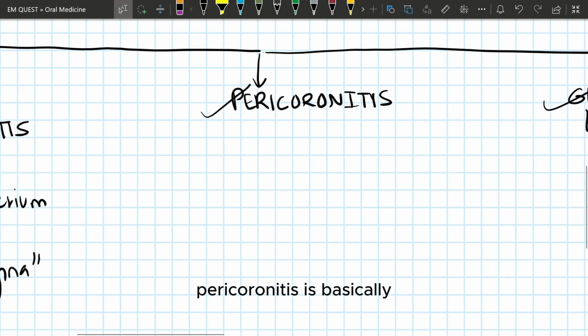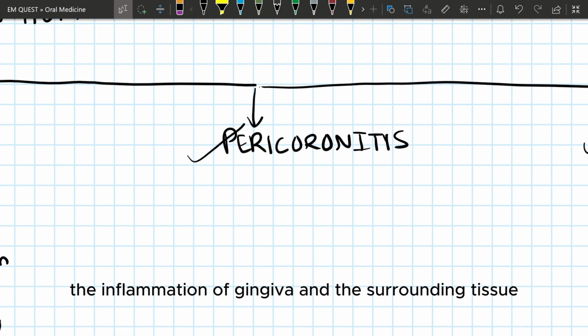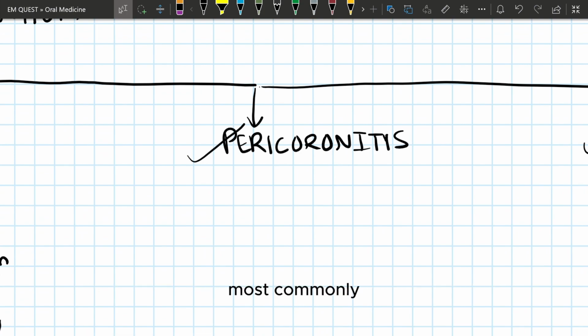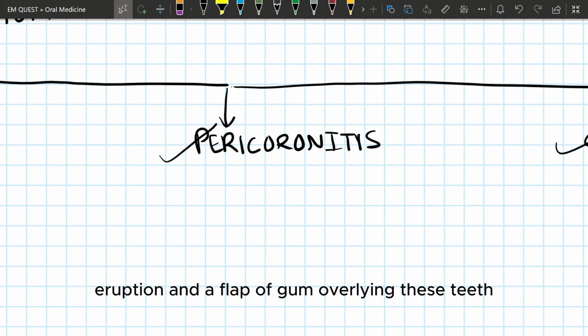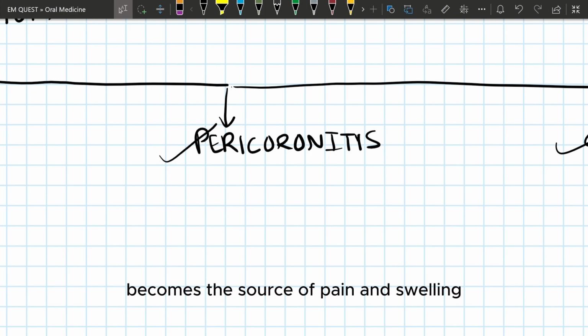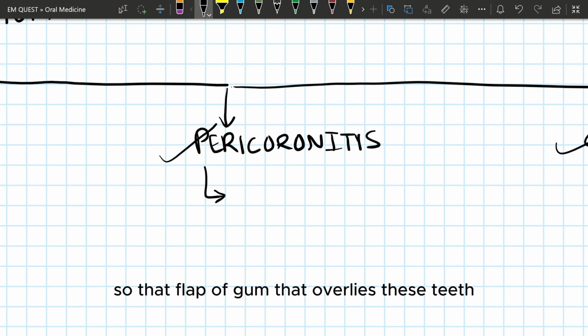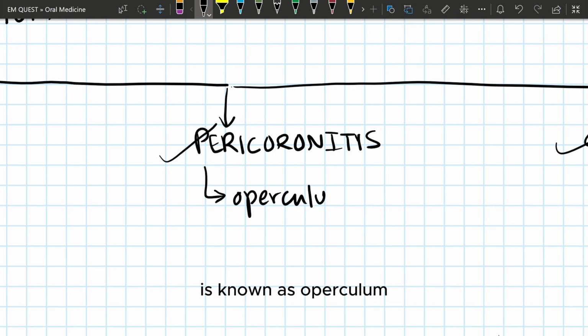Pericoronitis is basically the inflammation of the gingiva and the surrounding tissue. Most commonly, this is seen when people are having their wisdom tooth eruption and a flap of gum overlying these teeth becomes the source of pain and swelling. That flap of gum that overlies these teeth is known as the operculum. But other than wisdom teeth, we can also see it in conditions where the tooth is impacted.